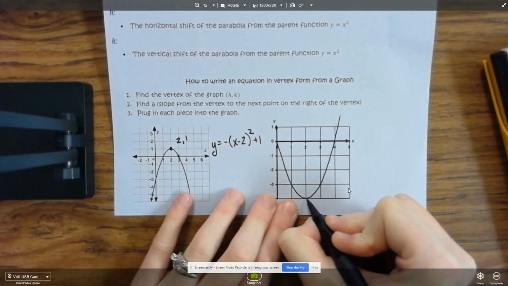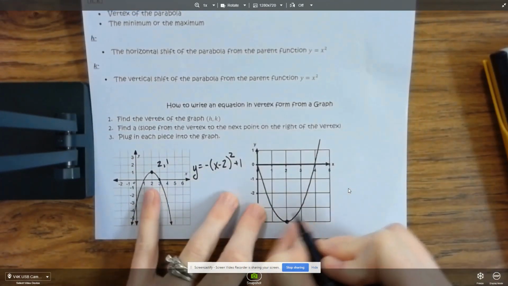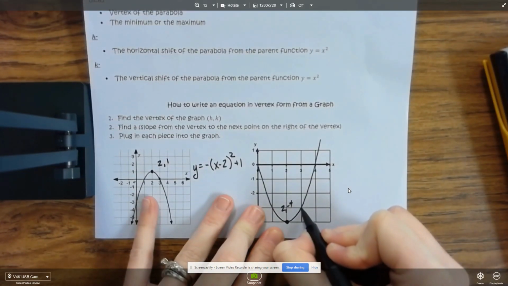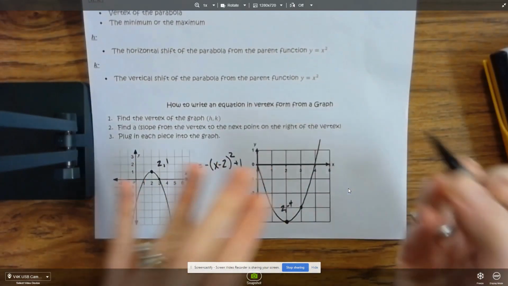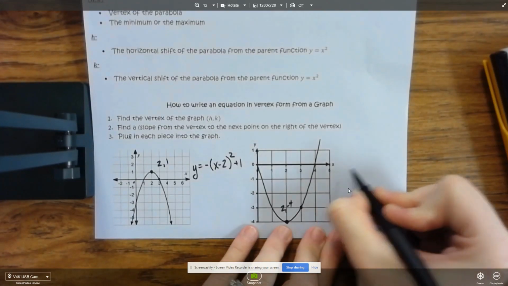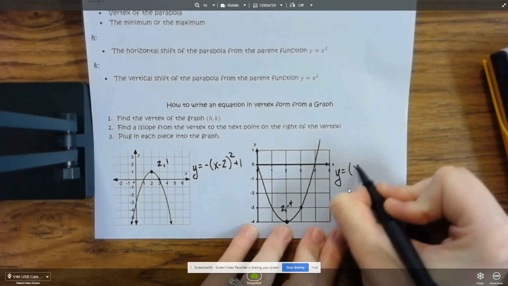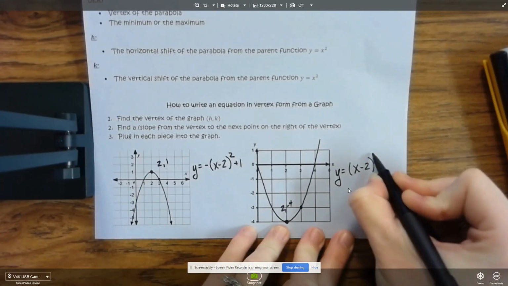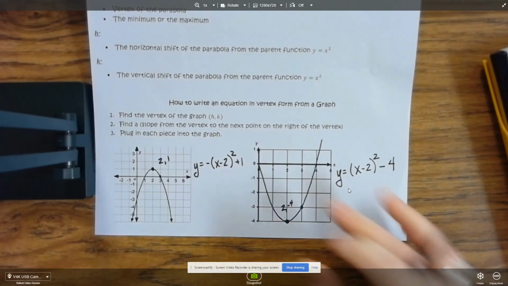All right, so on this one, our vertex is there at (2, -4). So we want to find the next pretty point, which would be here. So we would go up 1 over 1, so we'd have a slope of 1. So y equals, and it would just be x. So again, this is a positive 2. So it would be (x minus 2) squared and then minus 4. So that's it for this video.